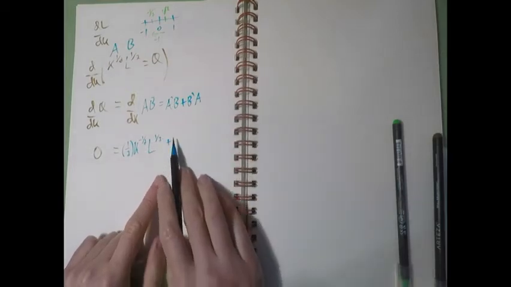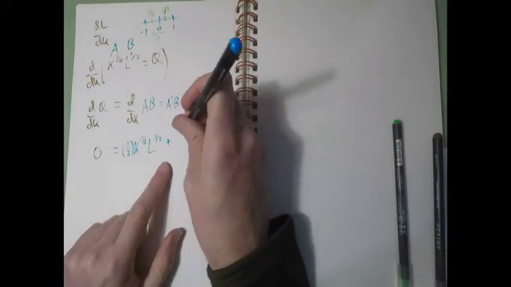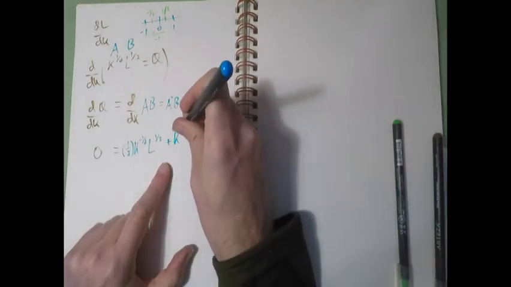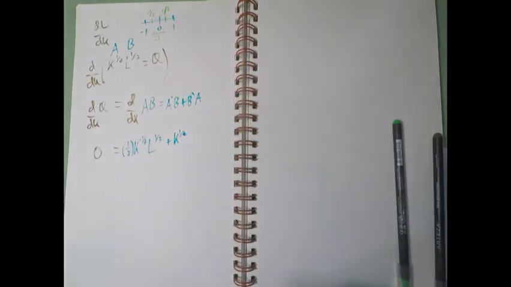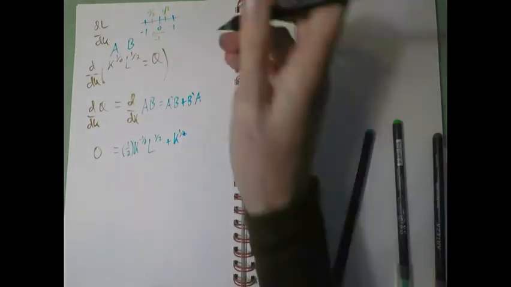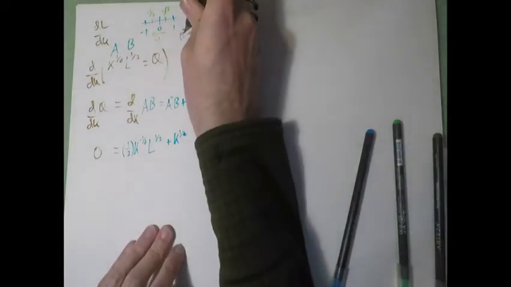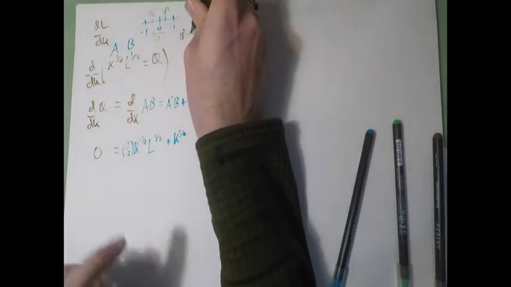Plus b prime times a. Well, let's get the a out of the way because that one's easy. K to the 1/2. And then what is b prime? Well, let's just use a little bit of space up here and think about what is b prime.